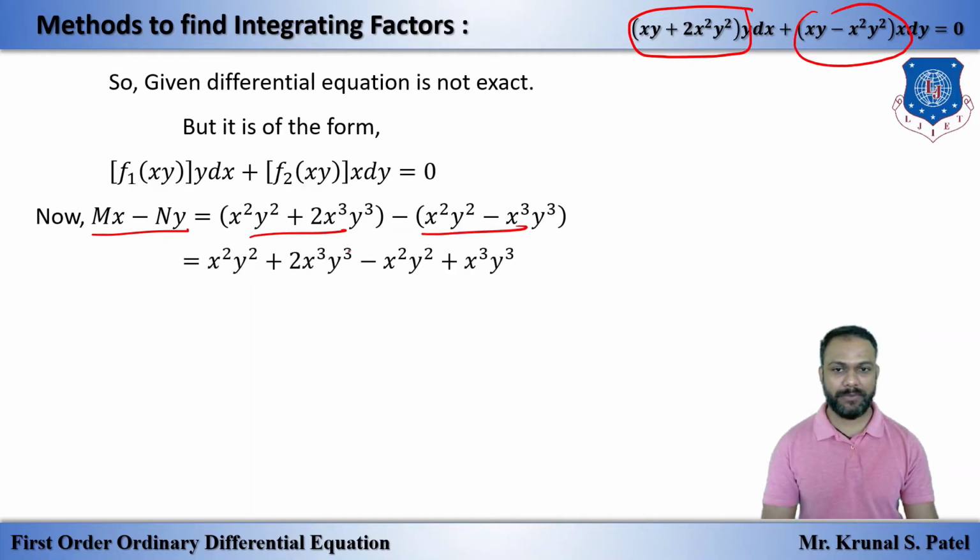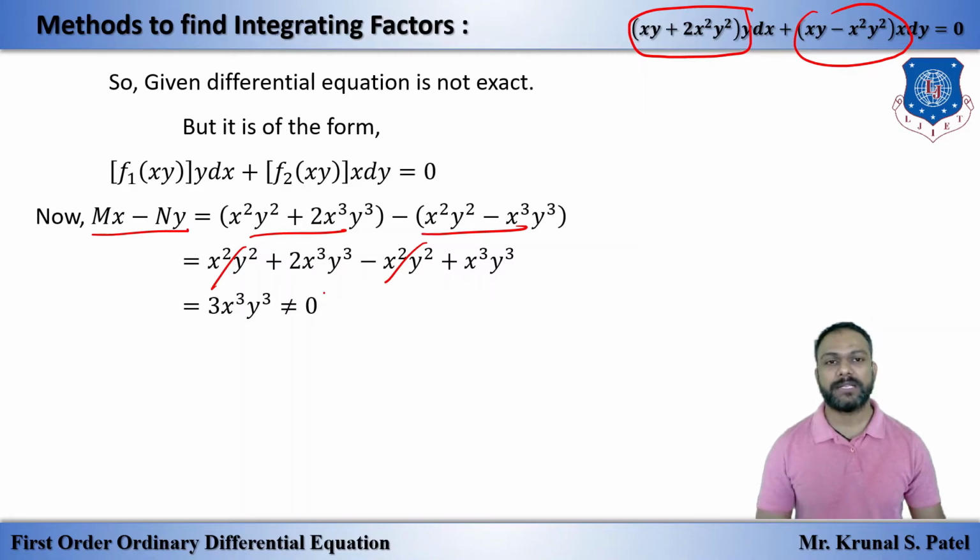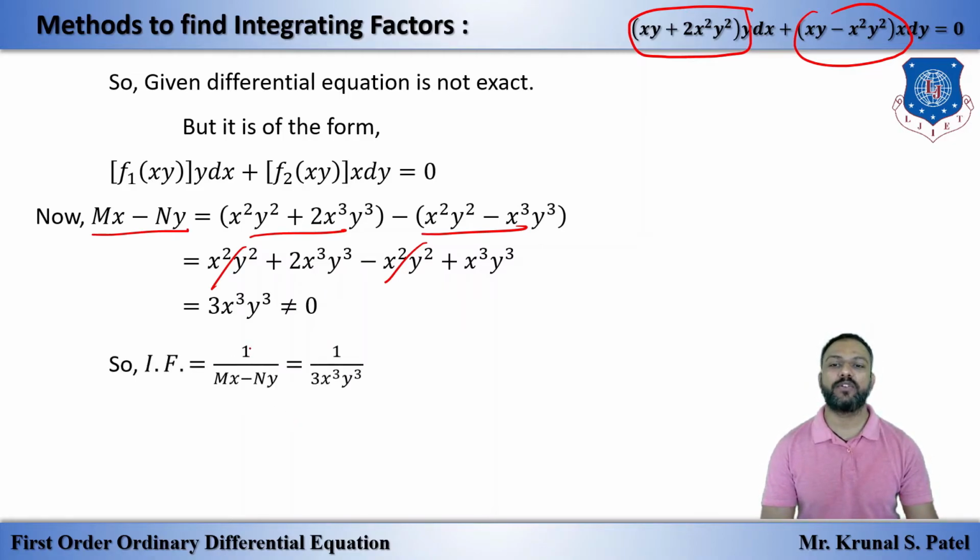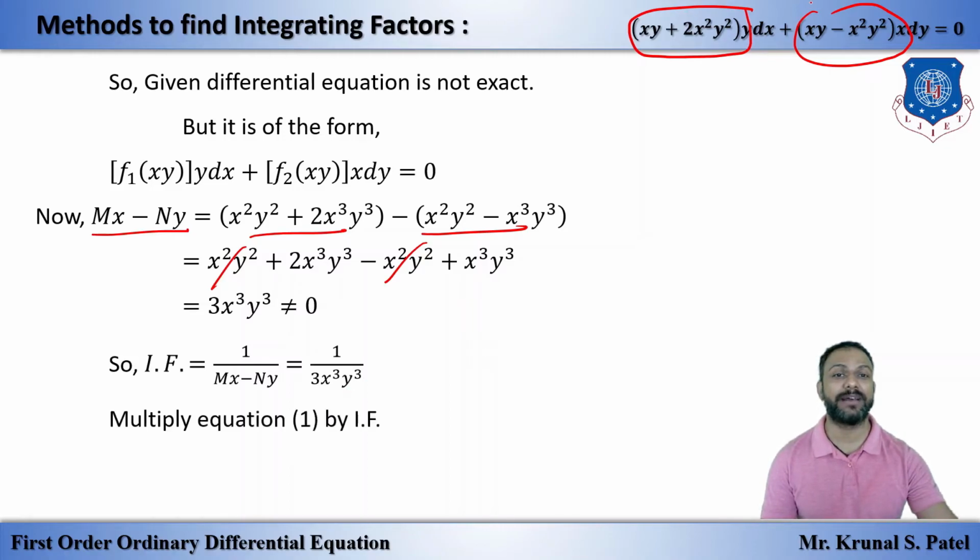By opening the bracket, we can cancel out this term. So we have 3x cube y cube, which is not equal to 0. So the integrating factor (IF) will be 1 upon Mx minus Ny. That means 1 upon 3x cube y cube. Now after finding the IF, we know that we have to multiply this IF with equation number 1, which is this. Okay, so we multiply equation 1 by the IF.